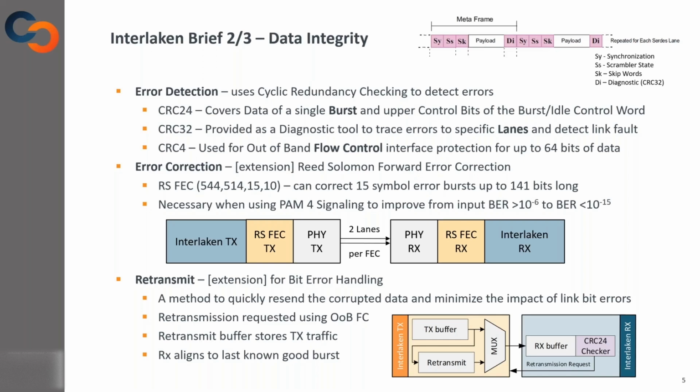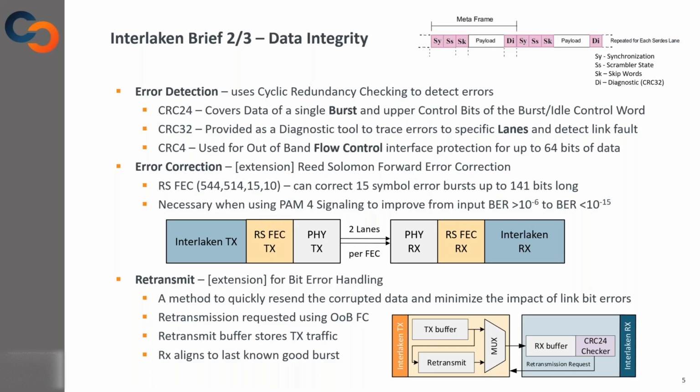And now I'm going to talk about the data integrity aspect. This is a very big part of Interlaken. So we have mechanisms for error detection, and we have a CRC24, which covers the data burst. Inside of the burst control or idle control word, there's a space for a CRC. And the CRC covers the payload plus the control word, or the upper bits of the control word, up to the CRC value, without the 67-bit or the 3-bit headers.